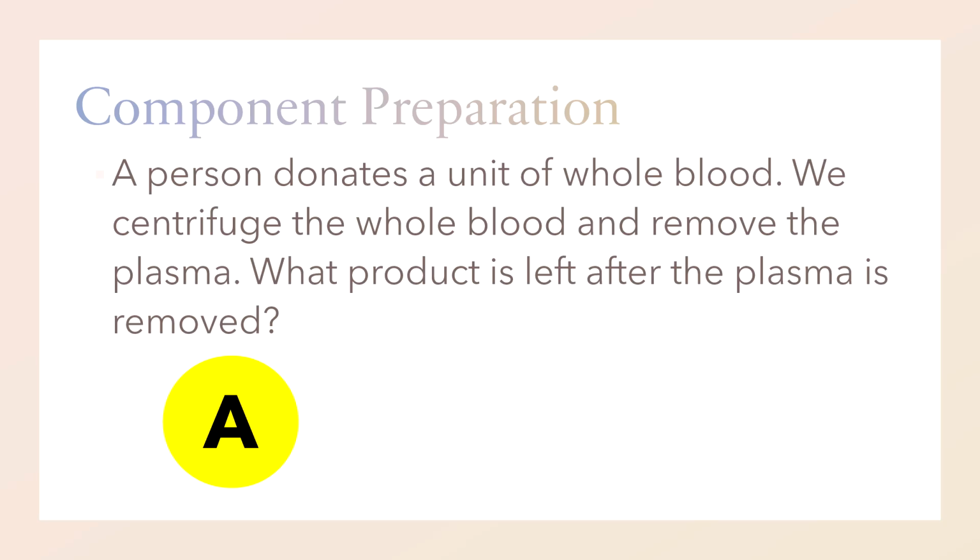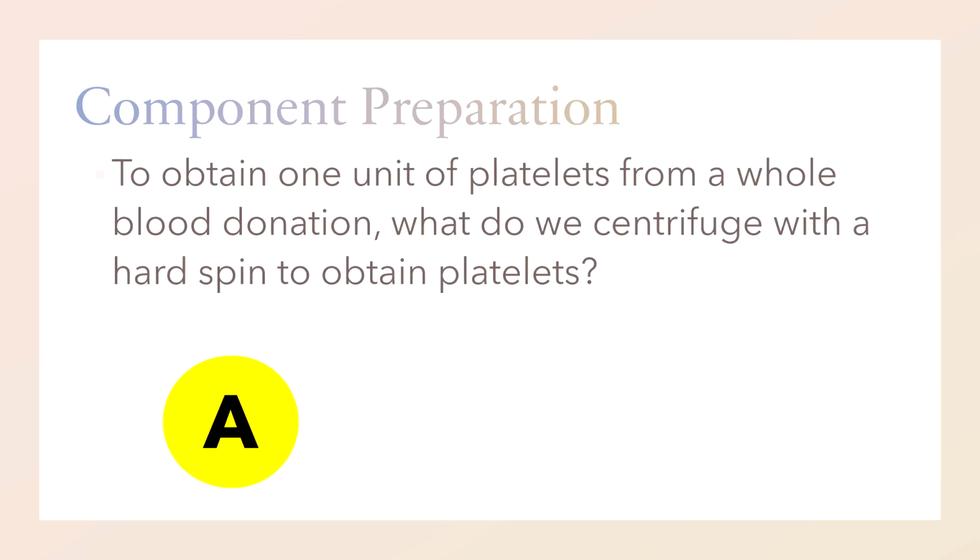Component preparation. A person donates a unit of whole blood. We centrifuge the whole blood and remove the plasma. What product is left after the plasma is removed? Packed red blood cells. To obtain 1 unit of platelets from a whole blood donation, what do we centrifuge with a hard spin to obtain platelets? Plasma.